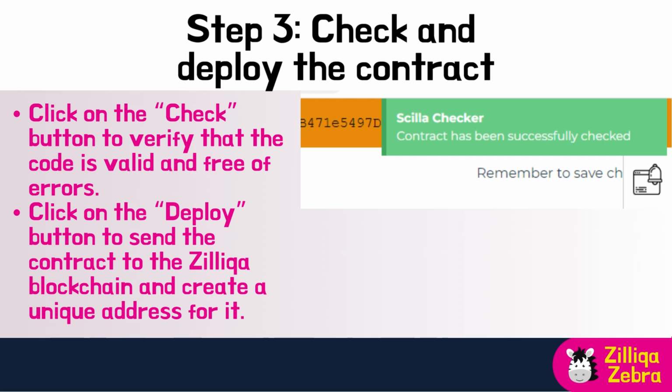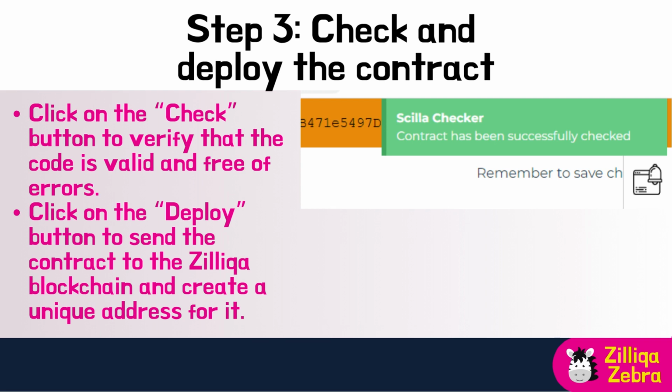If everything is fine, you'll see a green message saying "Contract check successfully." To deploy the contract, click on the deploy button next to the check button. This will open a pop-up window where you can configure some parameters for your contract deployment.